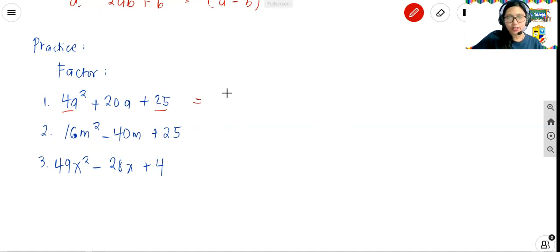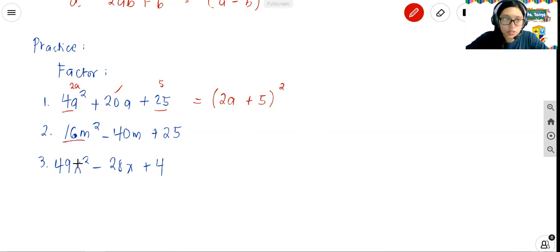So therefore, the answer would be, not yet pala. So if the square root of this is 2a and this one is 5, we have to check if the middle term is twice the product of 2a and 5. So 2a times 5 is 10a times 2 is 20. So that's correct. So therefore, our answer would be 2a plus 5 squared. Okay? I hope that you got that correctly. Let's go to the next example.